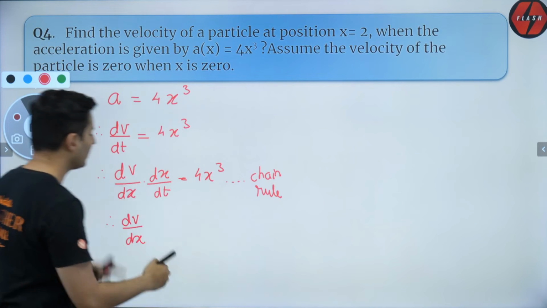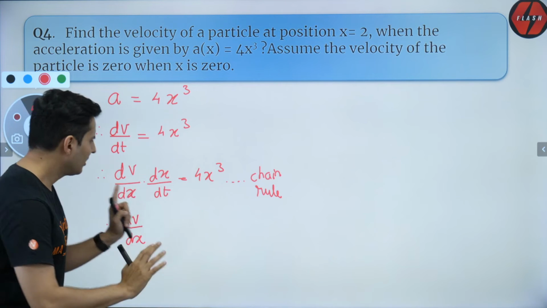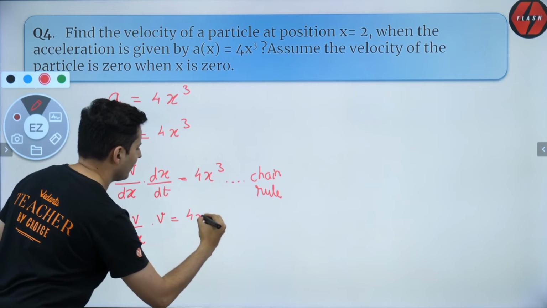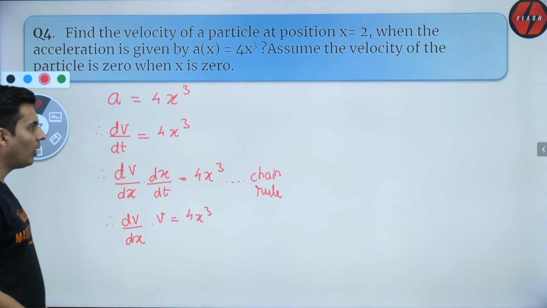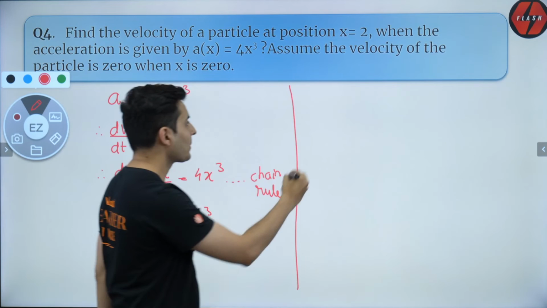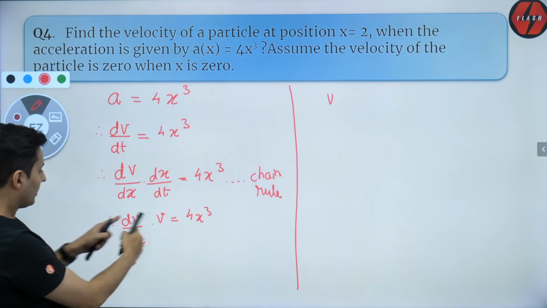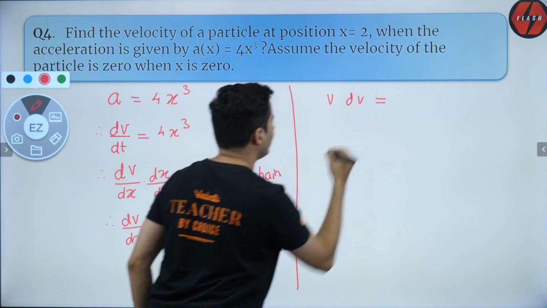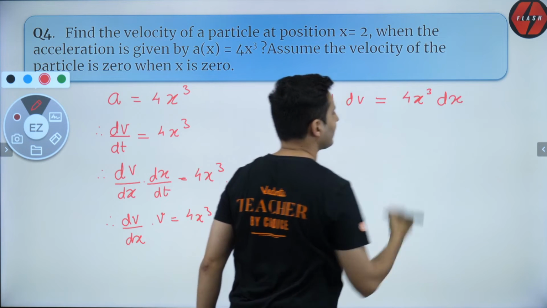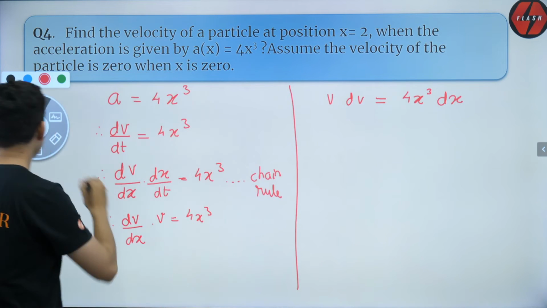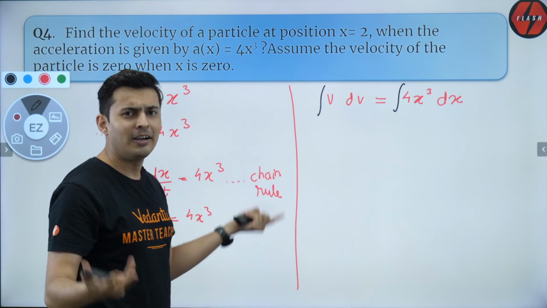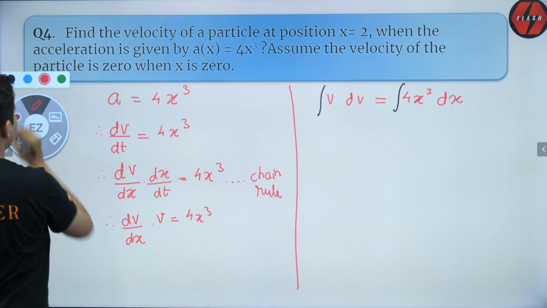Chain rule is nothing but multiplying and dividing by the same thing, right? That's what it looks like. And dx by dt is nothing but velocity, and this is nothing but 4x cube, of course. Now you'll be like, so what now? Well, just move this dx over there. So it will become v dv is equal to 4x cube dx. Now what do we do? Well, now you integrate, guys. Do I need to put limits? Well, you can, but we can also go the indefinite way. So just integrate it and let's see what we get.